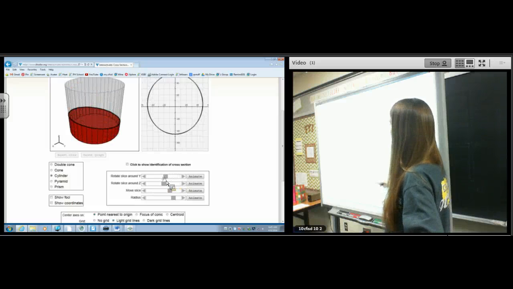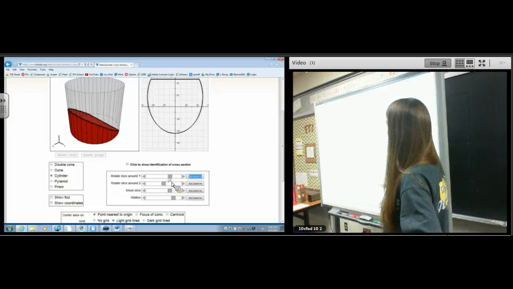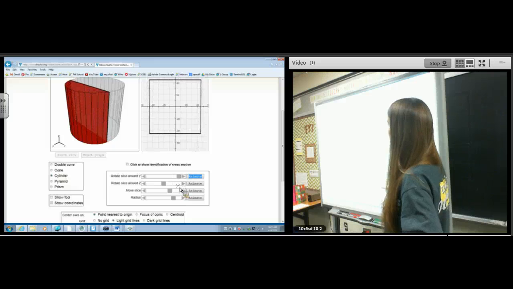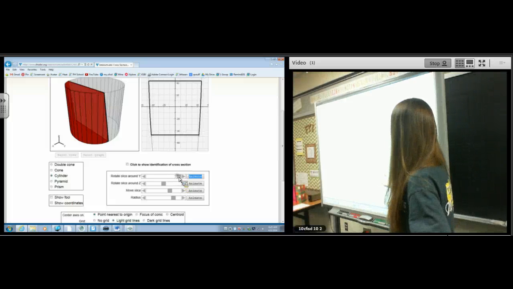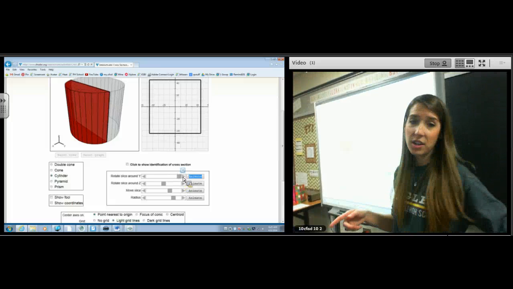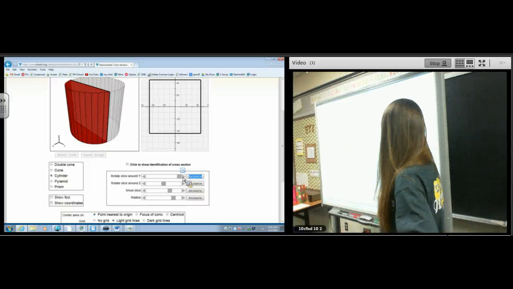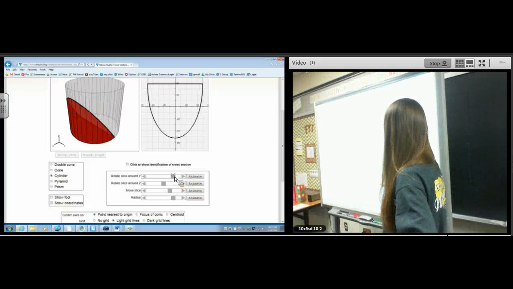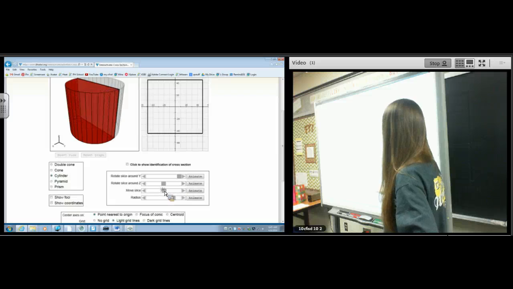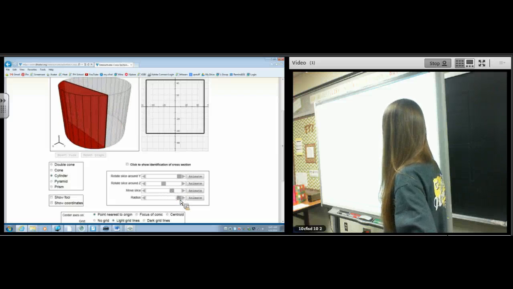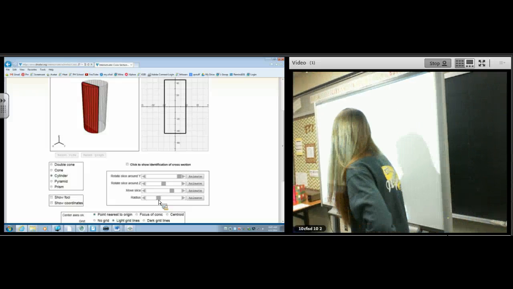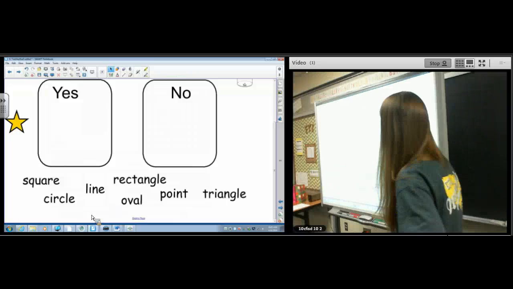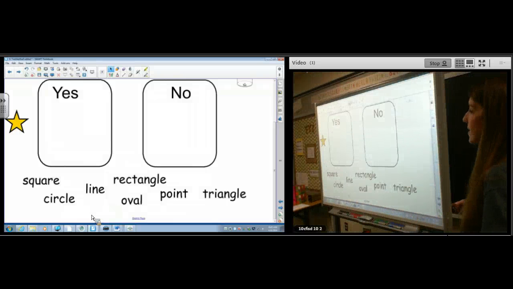When I rotate this, well, there's our circle. There's our oval. Whoa, what if I go all the way this way? What if I cut through it that way? I get a rectangle or a square. So you can cut a cylinder and get a square. You can cut a cylinder and you can get a rectangle. So when we look back at this, what do you want to put in the yes column?